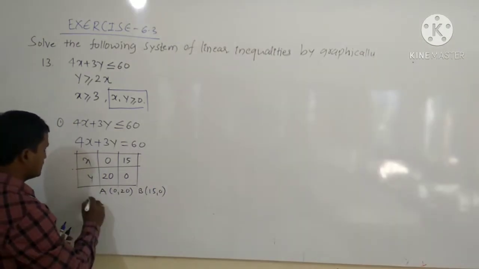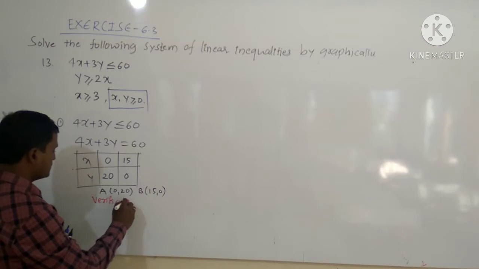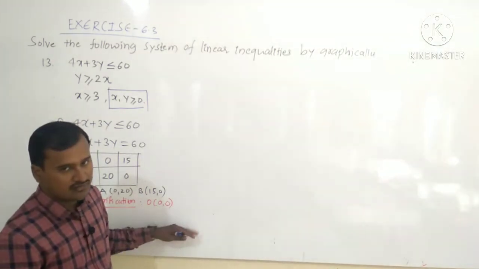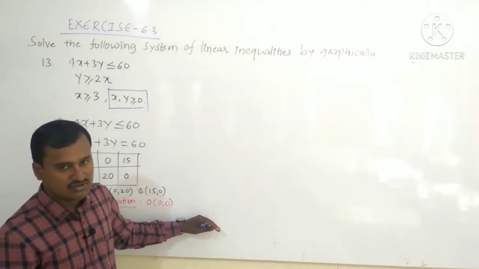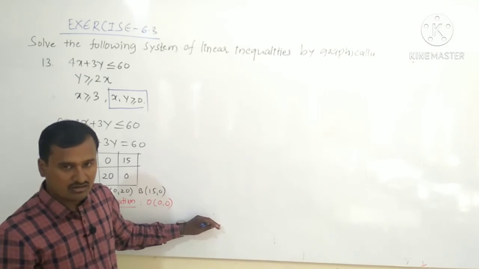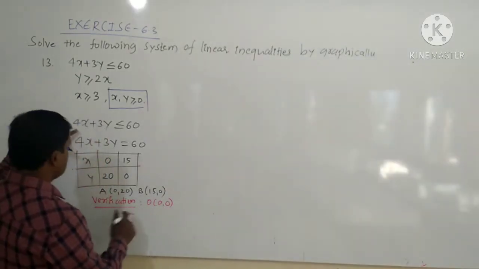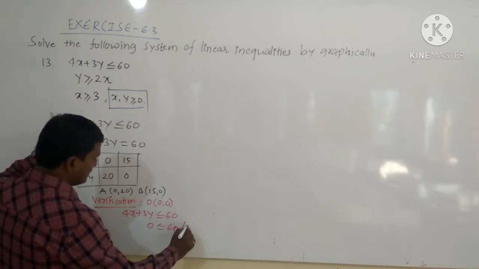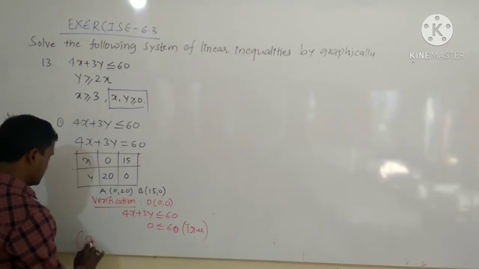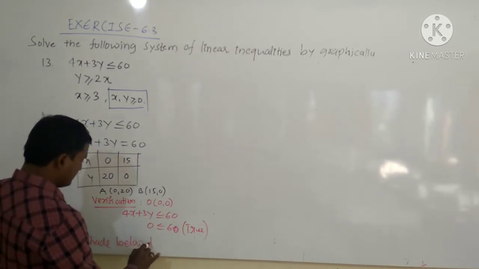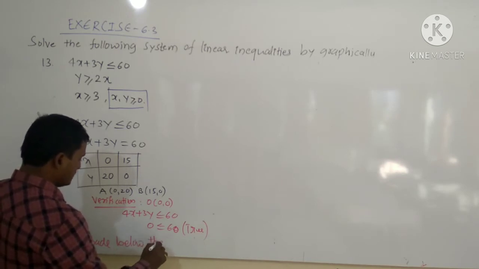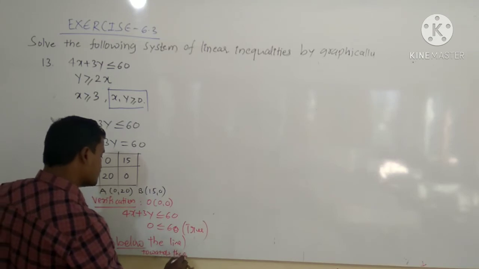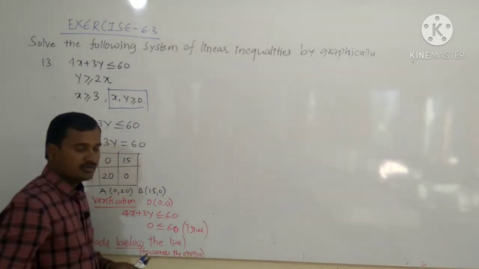Again here we have to go for verification of where we have to shade. For this, you have to take the coordinate of the origin. If it comes true, then you have to shade below the line, or towards the origin. If it is false, then you have to shade away from the origin or above the line. So you have to substitute this here, 4x plus 3y, which is less than or equal to 60. So clearly 0 is less than or equal to 60. Clearly it is true, so shade below the line. Below the line is the same as towards the origin. Both are the same, either you can use towards the origin or below the line. Okay, right.